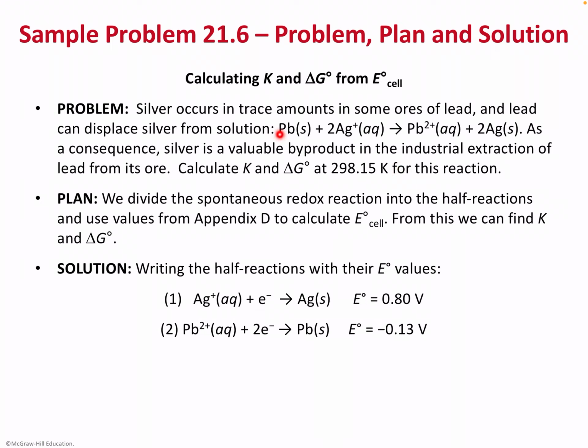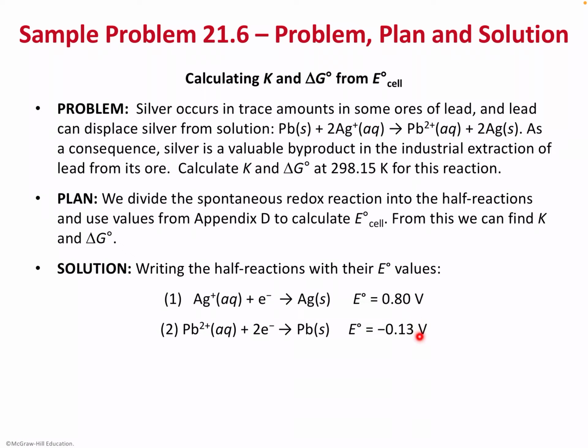Now, this is the spontaneous reaction given to us. So we can see lead is becoming oxidized. Lead is oxidized and silver is reduced. We divide the spontaneous redox reaction into half reactions. So these are the half reactions with their E naught values from the appendix. Silver ion, when it is written as reduction, E naught 0.80. Lead written as reduction, E naught minus 0.13.